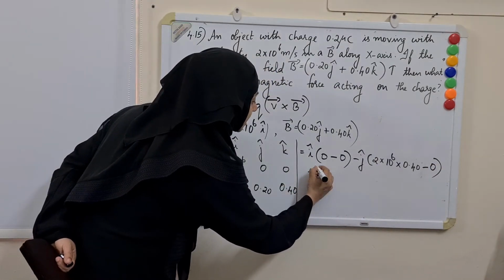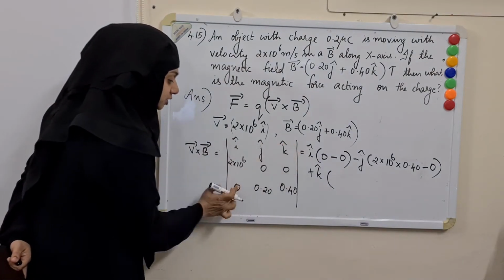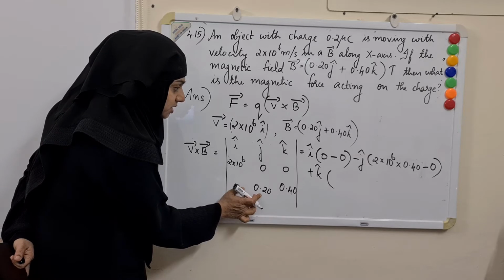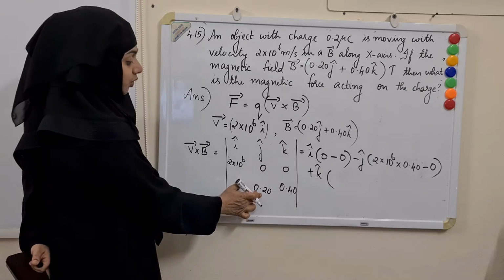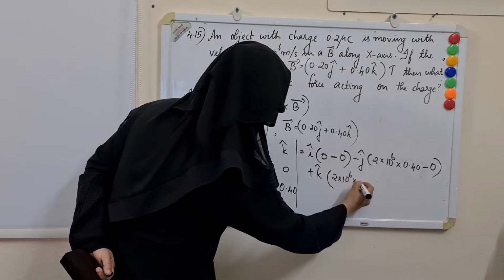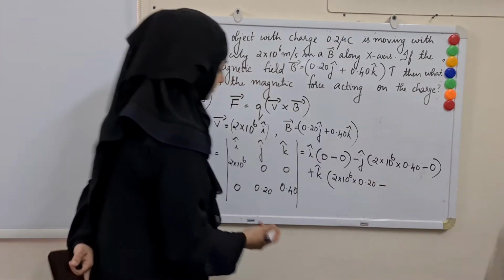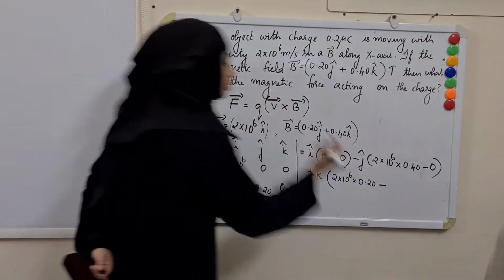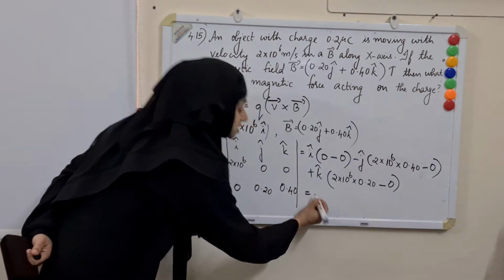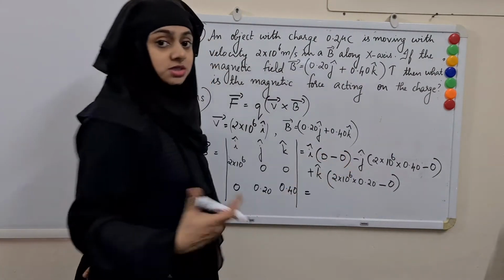plus K cap into, you have to neglect this and this. So 2 into 10 raised to 6 times 0.20 minus 0 times 0, which is 0. So you got the value. This is equal to, along I direction nothing is there. 0 minus 0 is 0.